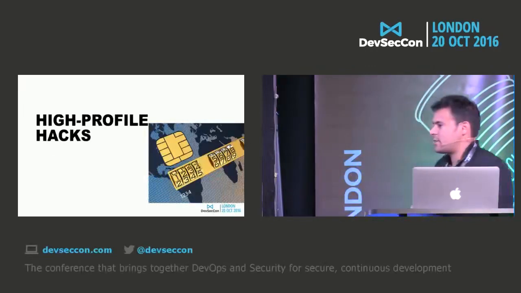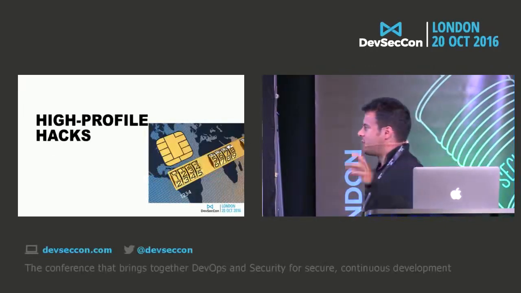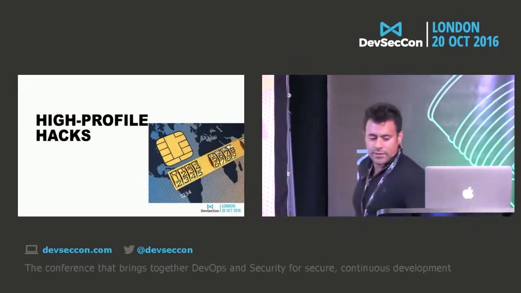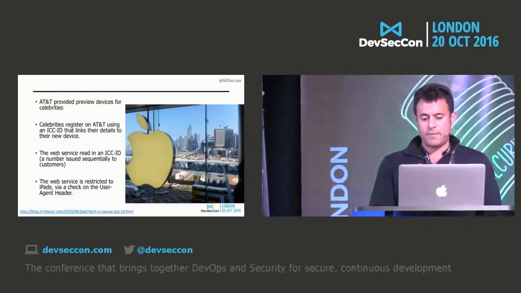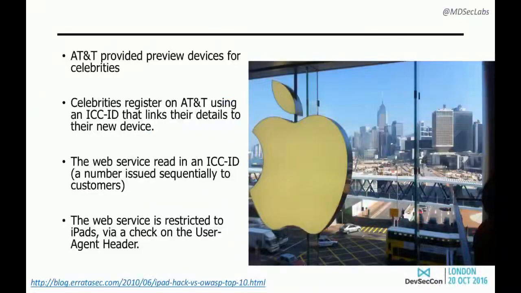So I just wanted to run through some quick high-profile hacks, and there won't be much time, so you can read up about these later. But maybe you could guess some of the bugs here. This was Apple and AT&T. AT&T gave out pre-registered devices, and you were able to come on as a celebrity and start getting enthusiastic about the device and blogging about it.